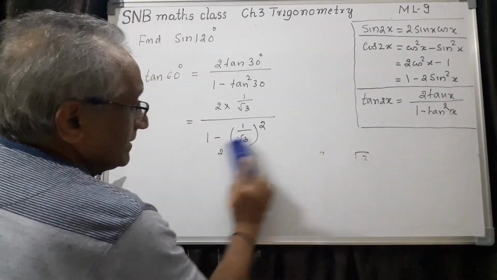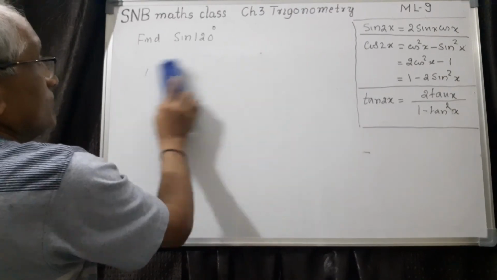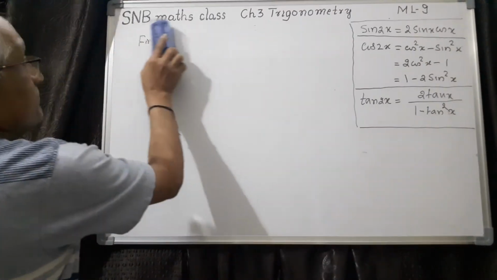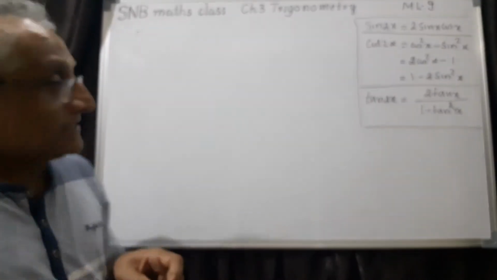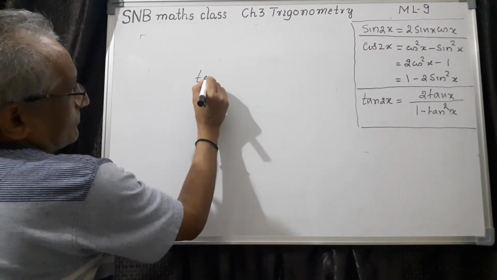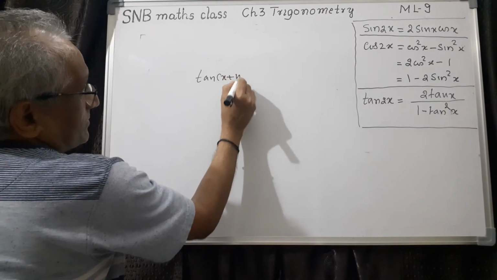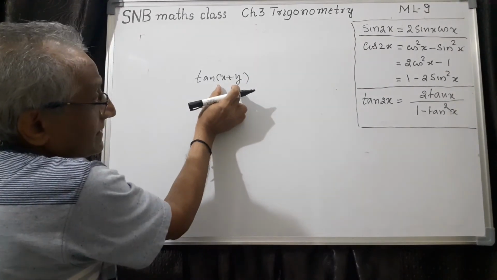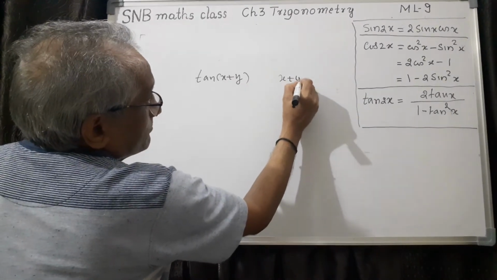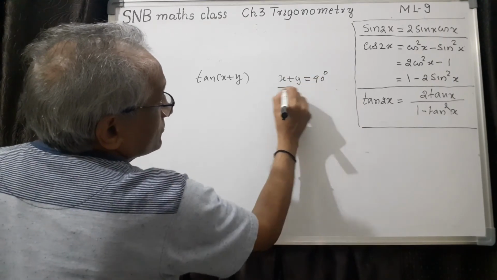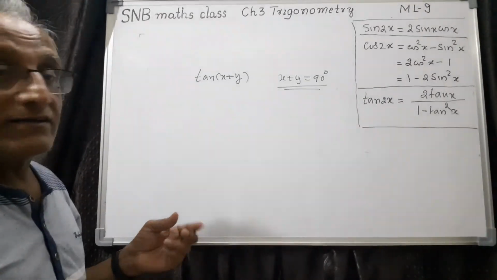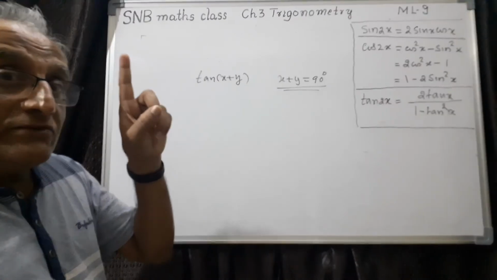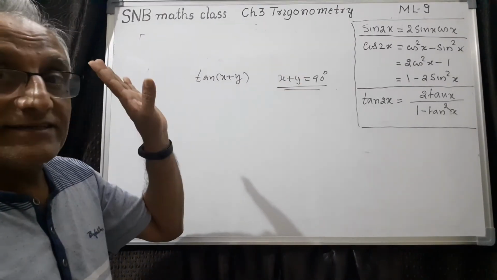But here there is one important note you have to remember. For tan of x plus y, whenever you use this formula, you should not take any two angles x and y such that x plus y equals 90. This you should avoid because tan 90 is not defined. So the formula is valid only for x plus y not equal to 90 degree.